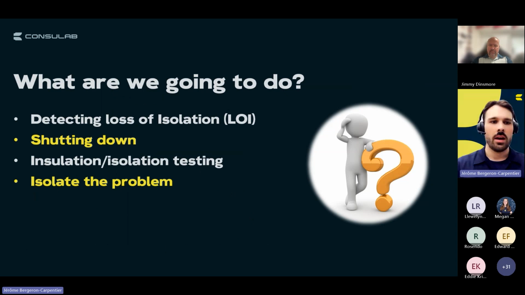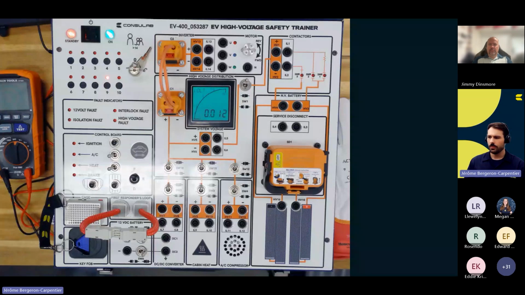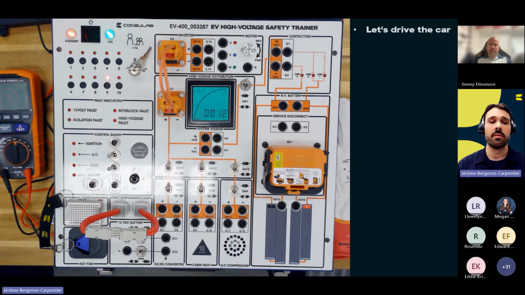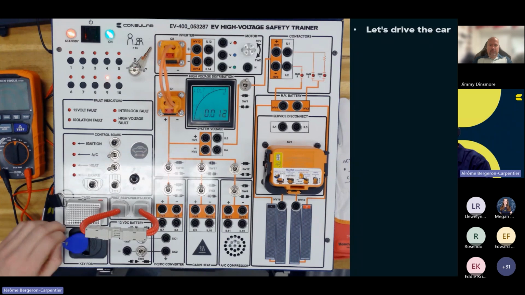So what we're going to do today, first we're going to see how the system detects the loss of isolation, and how the vehicle or the EV400 will react if there's any loss of isolation in the car, shutting down. After that, we'll do some testing, installation testing, and of course, isolate the actual problem. And if you guys have an EV400 available next to you, feel free to go around and play with it while I'm talking.